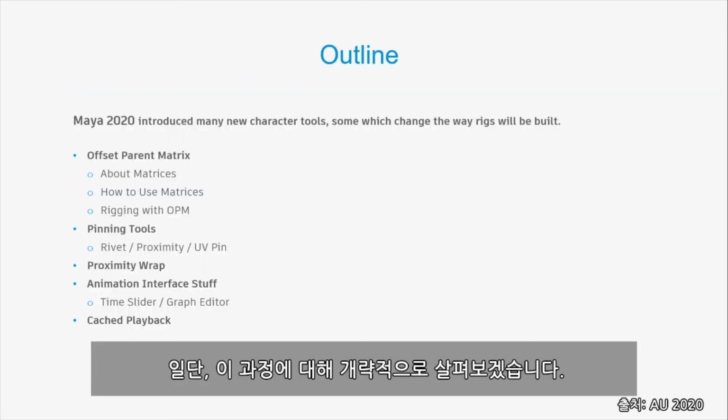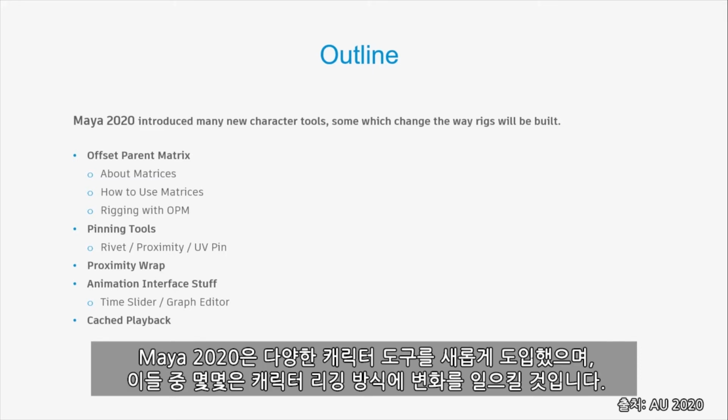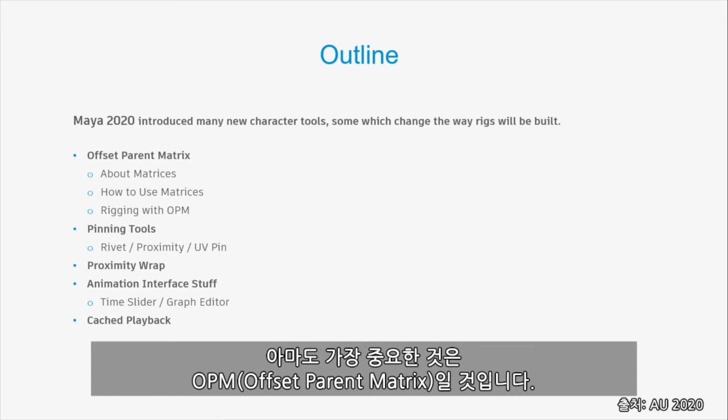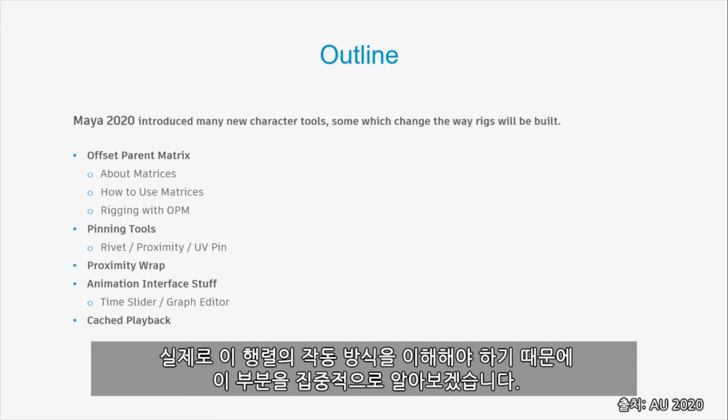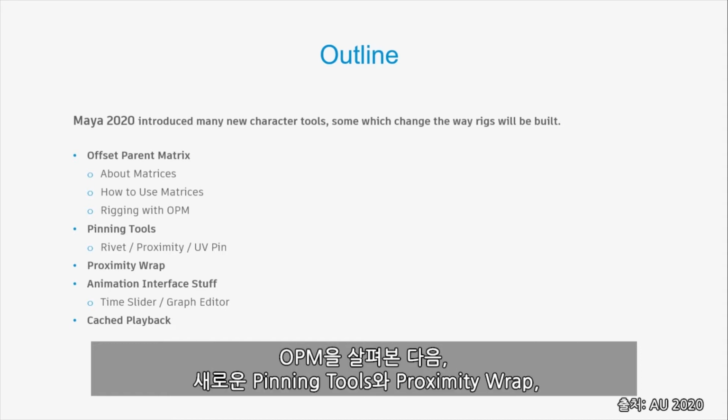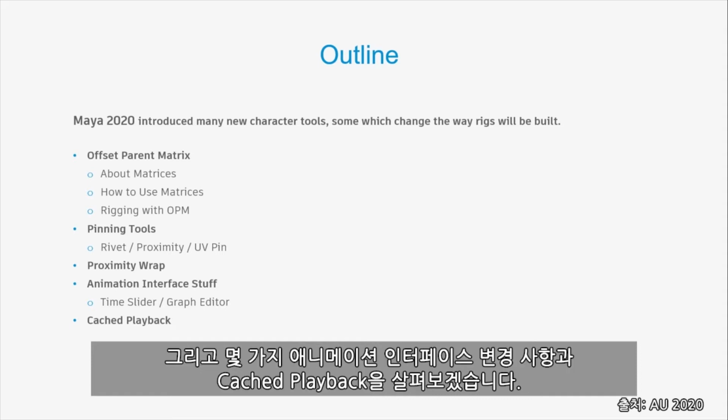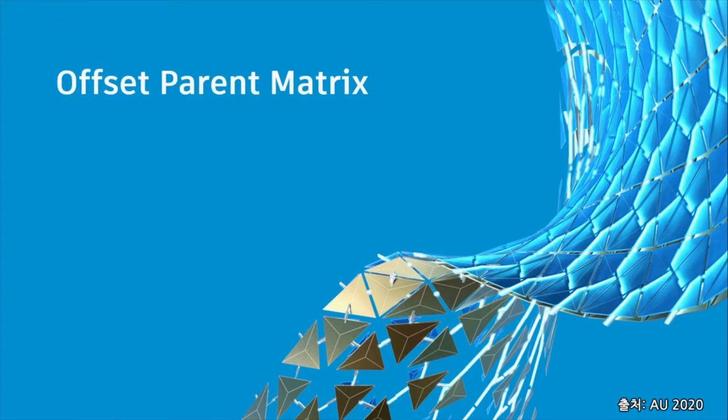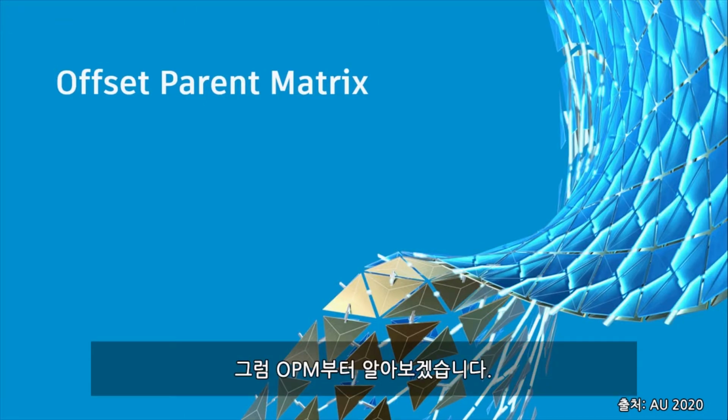So let's go over the outline for this course. Now, Maya 2020 has introduced a number of new character tools, some of which will change the way that you rig characters. Probably the most important one is offset parent matrix. I'm going to spend a lot of time on that because you really need to get your brain around how that works. So we're going to go through offset parent matrix. Then after that, we're going to talk about some new pinning tools, proximity wrap, as well as some animation interface changes and cached playback. So let's get started with offset parent matrix.